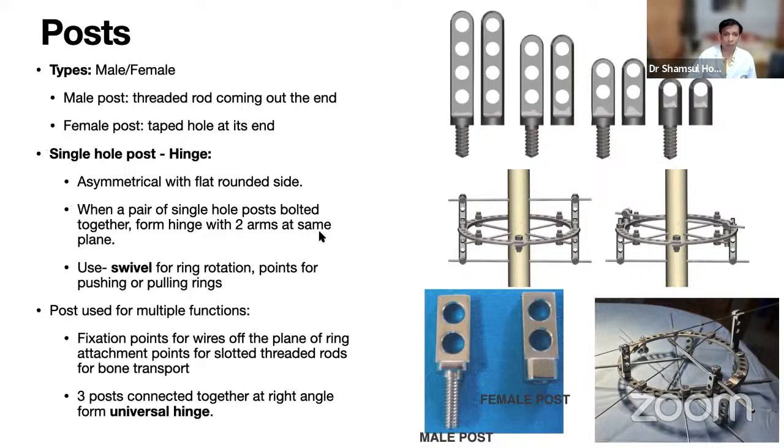So we can use three male female to make a universal hinge. You can use this for drop wires or drop pins. So usually with the Ilizarov, you are attaching one wire, so these are drop wires.